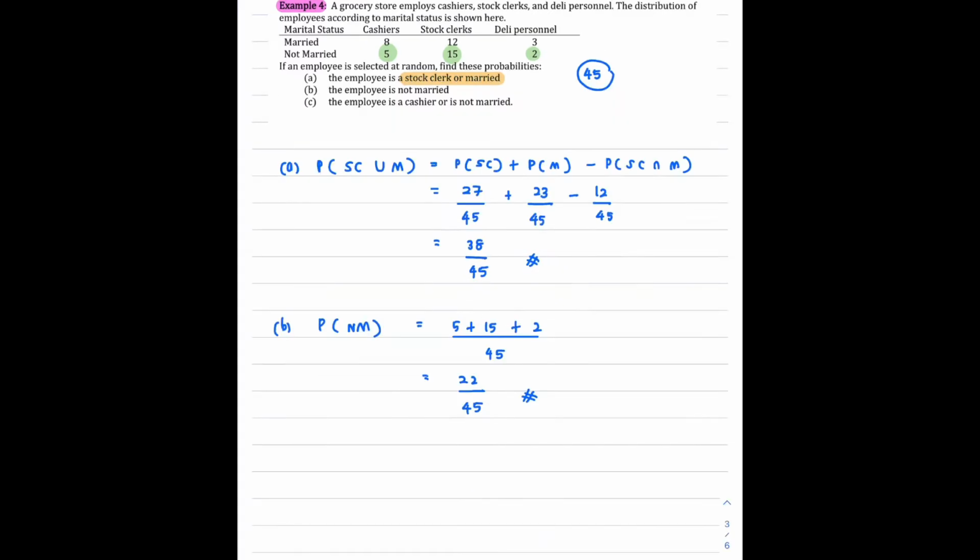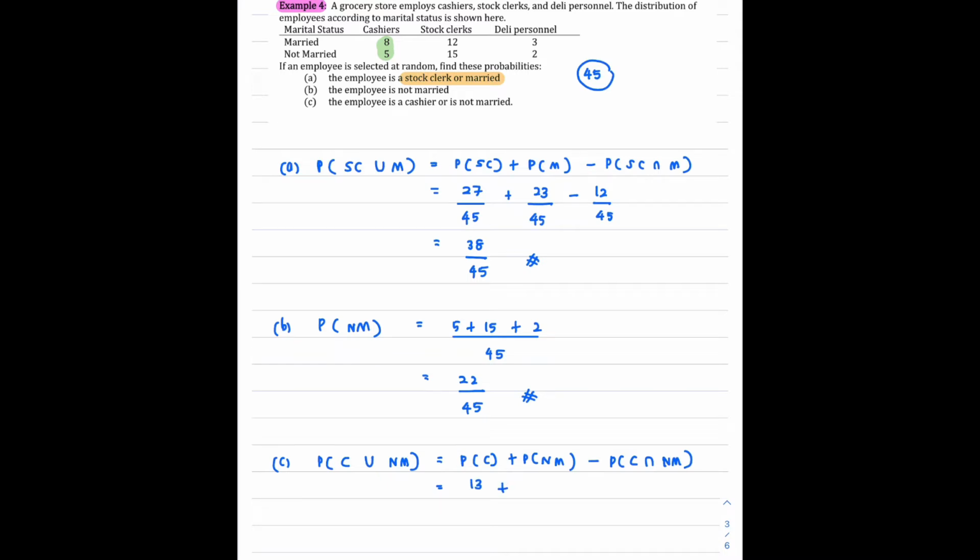Okay, the last part. The employee is a cashier or is not married, cashier union not married. Just use the addition rule formula where you have P cashier plus P not married minus P cashier intersect not married. How many of them are cashiers? You have 8 plus 5, which is 13.